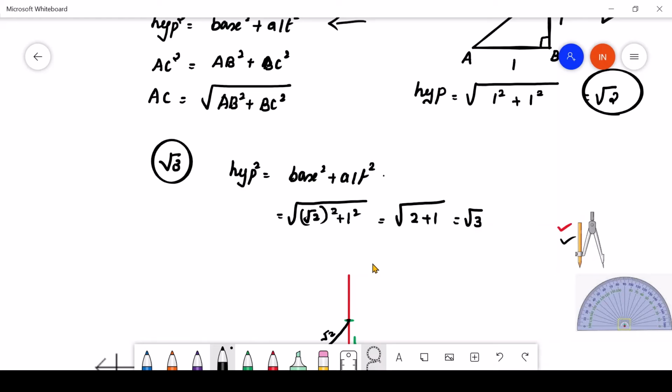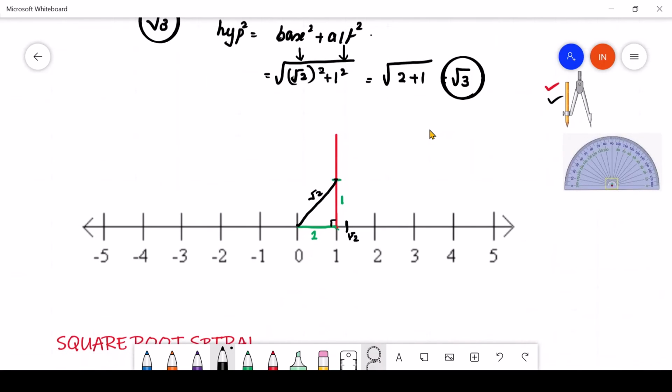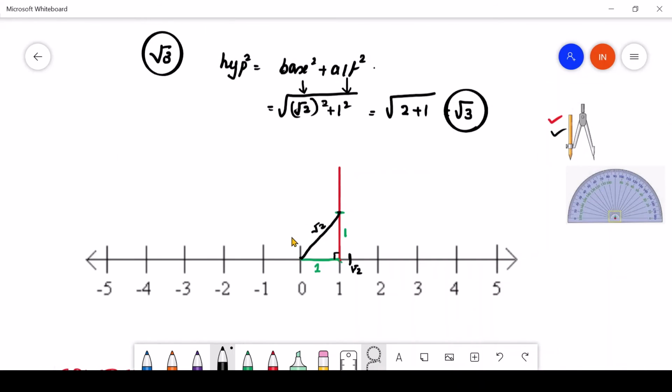So what we have to do? For constructing root 3, you have to take the base as a root 2 and altitude as 1. Is that clear? So let's see how can we plot that also. So we have to get a root 2 as the base. So we are taking this black line. That is a root 2, right? As the base of the triangle.